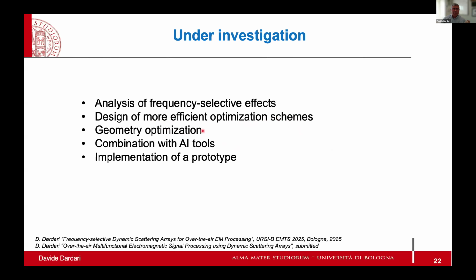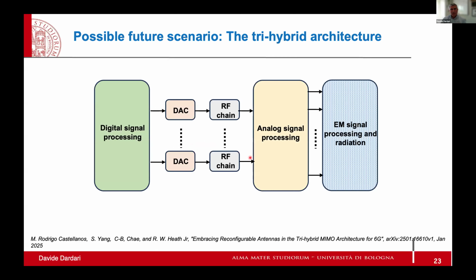Another problem which is similar to that explained before by Marco about SIMs is finding the best geometry, so the best placement of these scatter elements. So this is another problem, the combination with AI tools, and also we are working on the implementation of a prototype of this. So finally, this is the very last slide.